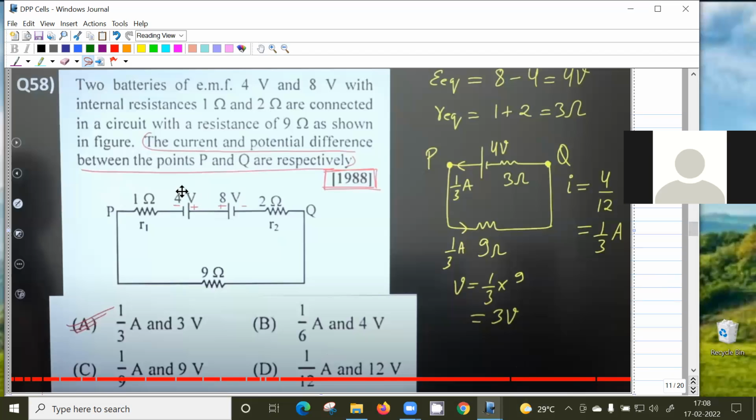There is a rise of 4 here, and a drop of 8 here, and the current is there. Going in the opposite direction of current will be a rise, and in the same direction of current will be a potential drop. The R1 value they have given. Fine. Got it? One second, sir.